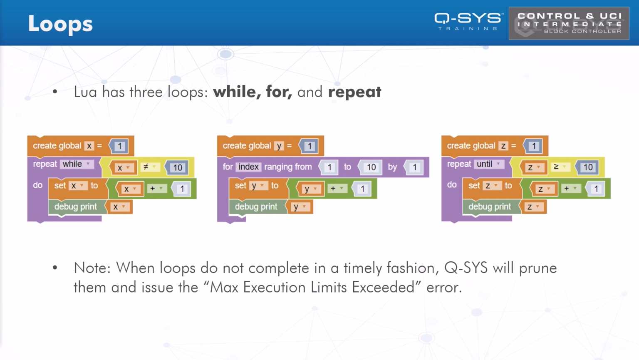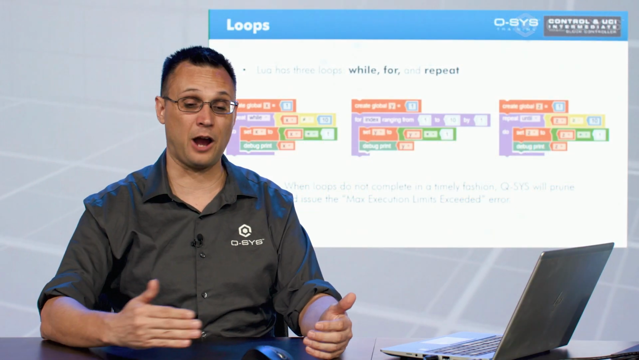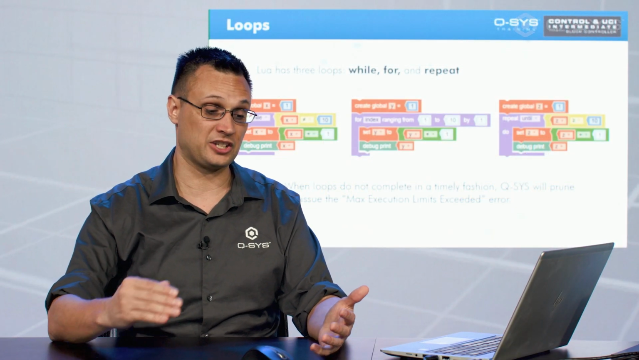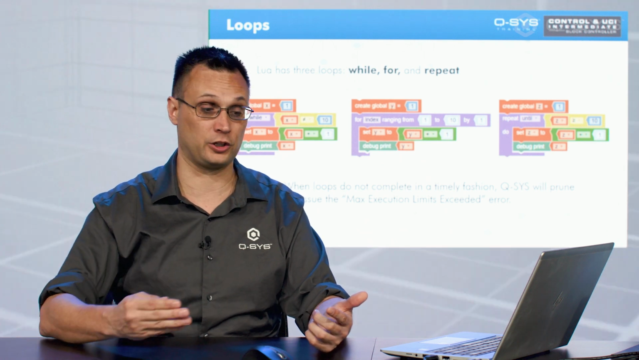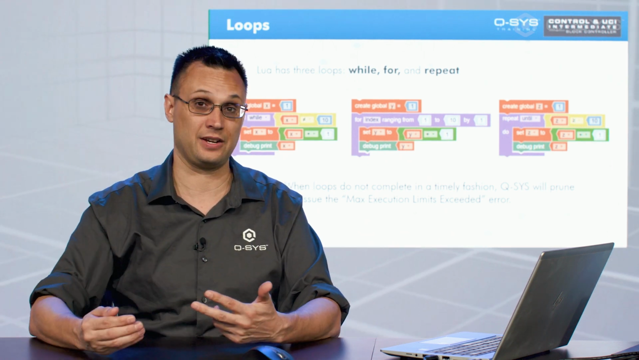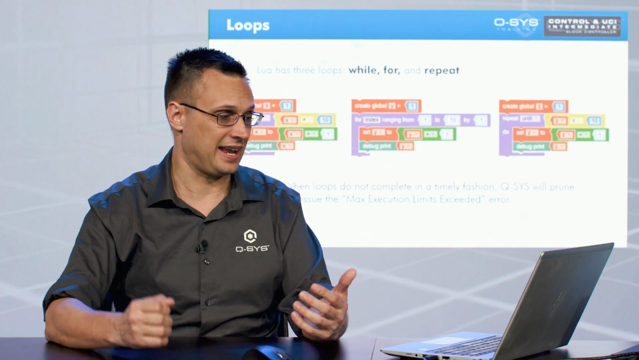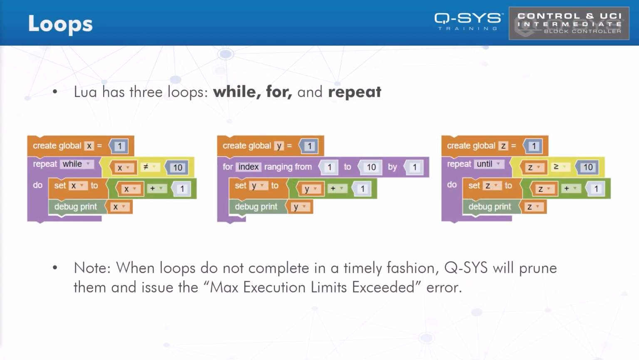So these are 3 instances of that loop being built. And each of these loops will actually output the exact same thing, which is it's going to debug print for you the numbers 1 through 10. And the way it does it is as follows. On the left, we have a global variable x, and we're going to start that variable off as being set to number 1. And then we have a while loop.